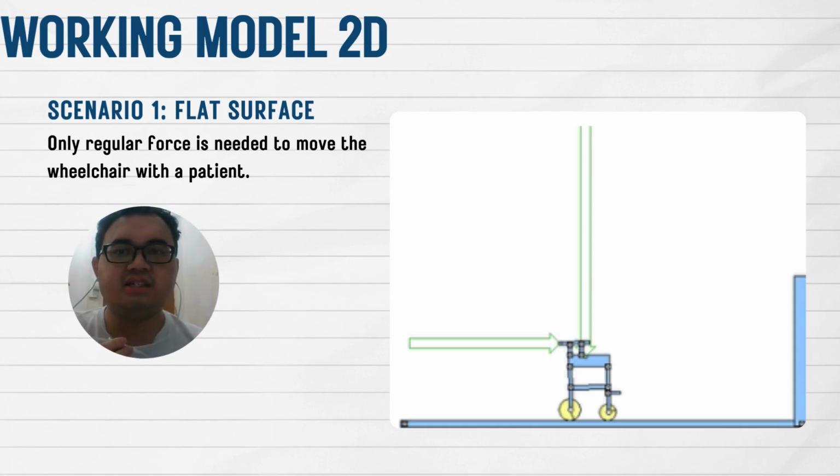For the next section, this is a working model 2D simulation for the wheelchair. This will be divided into three scenarios. We'll focus on the first part first. For the first scenario, which is flat surface, only a regular force is needed to move the wheelchair with a patient sitting on it.